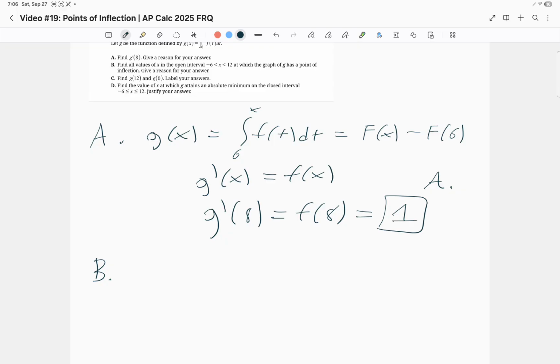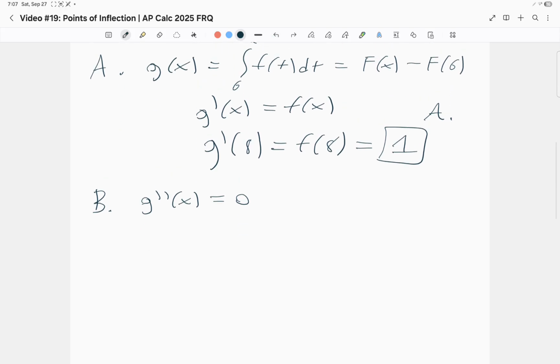Okay, part B. Find all values of x in the open interval that we mentioned before at which the graph of g has a point of inflection. How do we define a point of inflection? In order to determine what could give us a point of inflection, we would look at g double prime of x and set that equal to 0. That gives us potential values of x at which a point of inflection could occur, so it's just giving us our candidates. It doesn't mean that at each of these x values where g double prime of x equals 0 there's a point of inflection. That could be the case, but not necessarily.